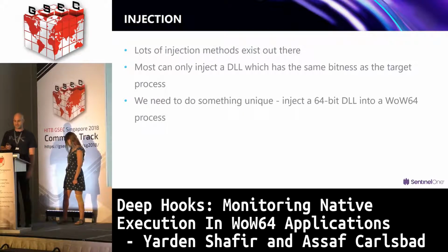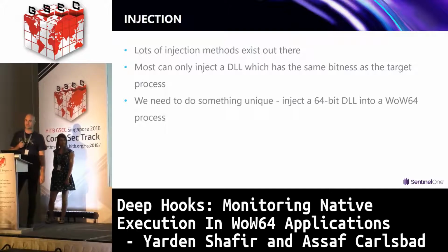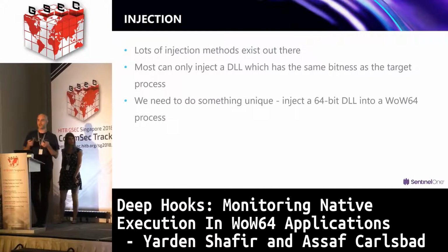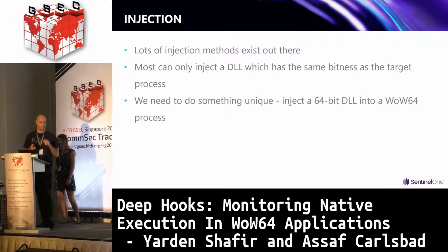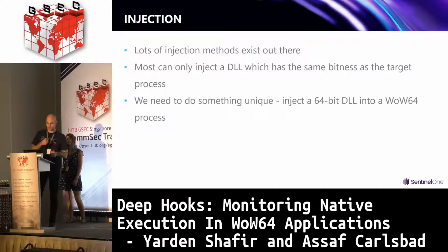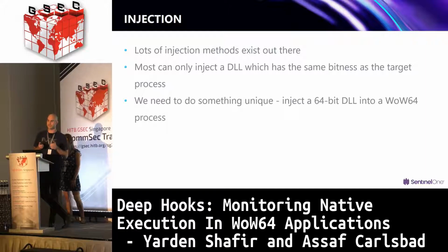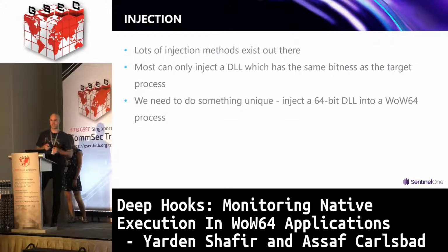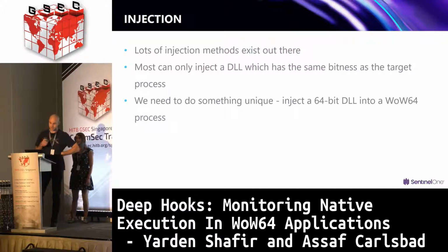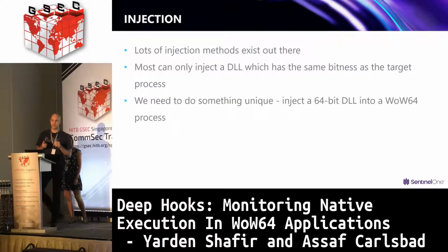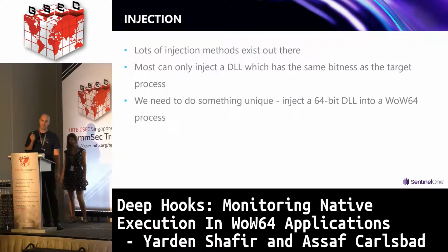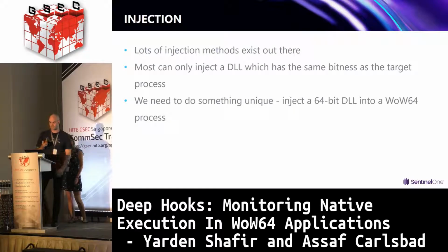Okay, so just like Yarden said, the first task that we must accomplish is to find a suitable injection method which will allow us to run our own 64-bit code in the context of the target WoW64 process. Generally speaking, there are lots of very different injection methods available at our disposal, but unfortunately, most of them aren't very beneficial to us, because most injection techniques would only allow us to inject a DLL which has the same bitness as the target process. So that means either injecting a 64-bit DLL into a 64-bit process or a 32-bit DLL into a 32-bit process.